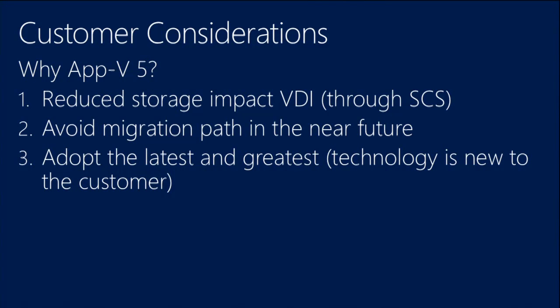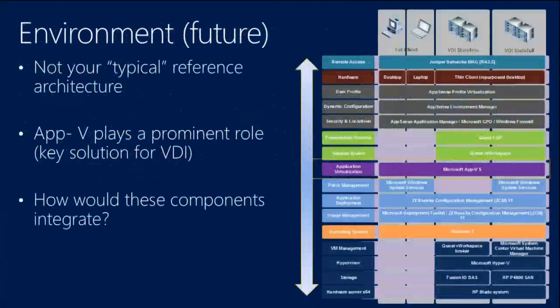But also, if they went for 4.6 at that point in time, they would have a migration path in the near future, because App-V 5 was about to come out. I think it was 4 months later. So they just went for adopting the latest and greatest.